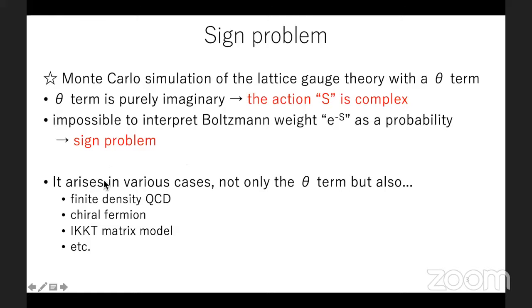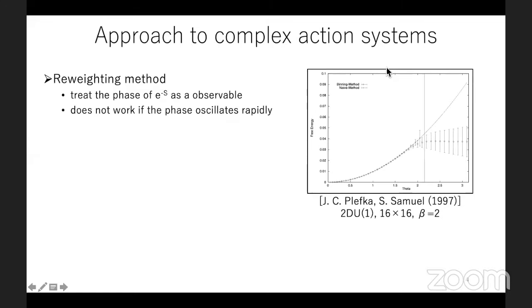This sign problem arises in various cases, not only the theta term, but also finite density QCD, real-time dynamics of quantum systems, and also the IKKT matrix model. This is related to my previous work, motivated by superstring theory. So very many interesting models are actually very difficult to investigate because of the sign problem. But there are some approaches to this kind of complex action system, so I will briefly introduce some of them.